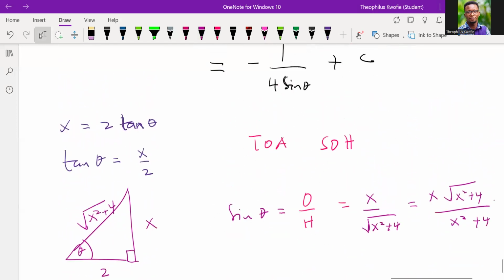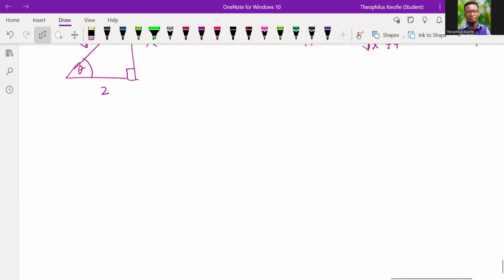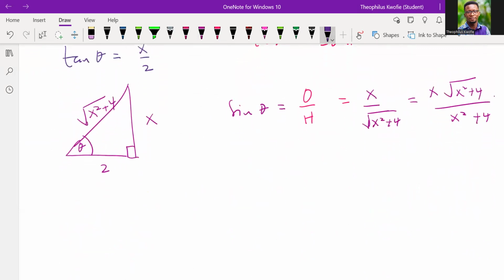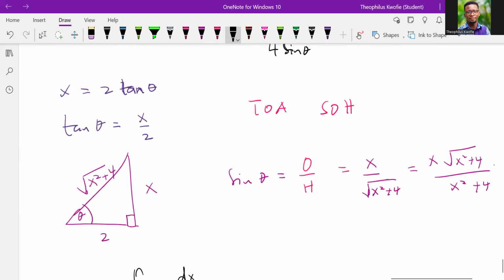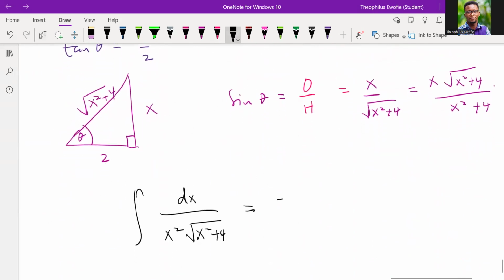Now it means that our problem is finally solved. Now, if we want to continue, remember we're given this problem to solve. This is where we got to: minus one out of four sine theta plus some constant.